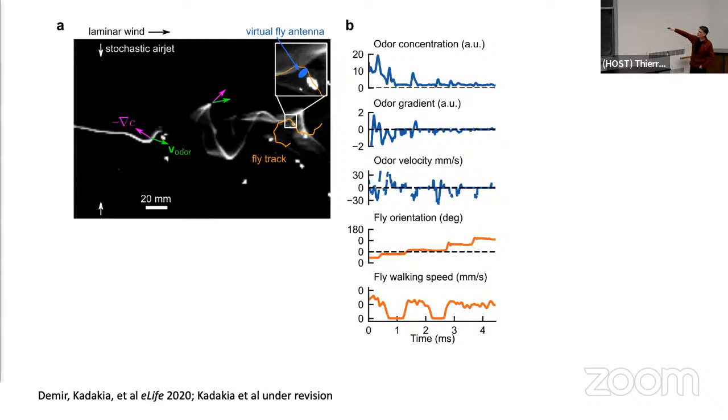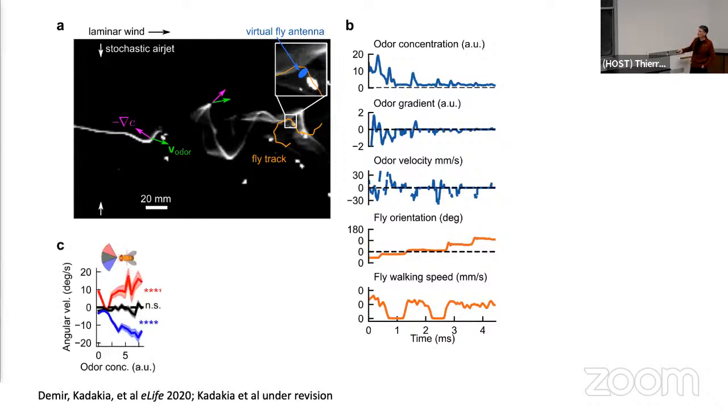Then you have the fly orientation and the walking speed. With this type of data, you can ask, for example, if the fly was oriented in this direction, at 45 degrees up here, and the odor, does it respond to odor concentration?